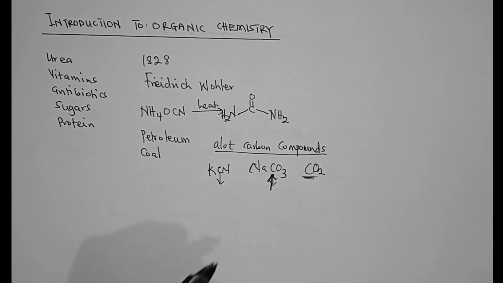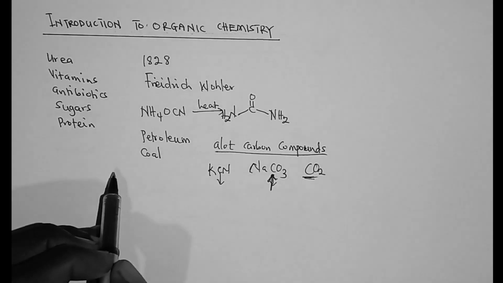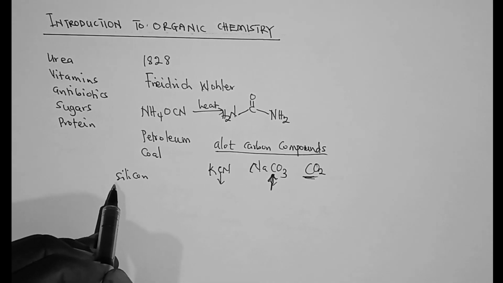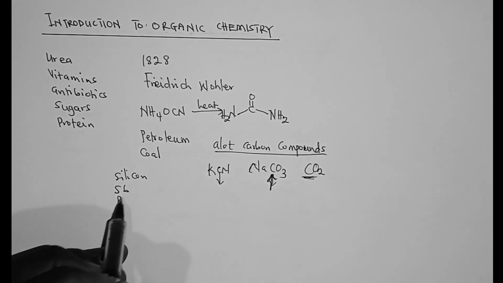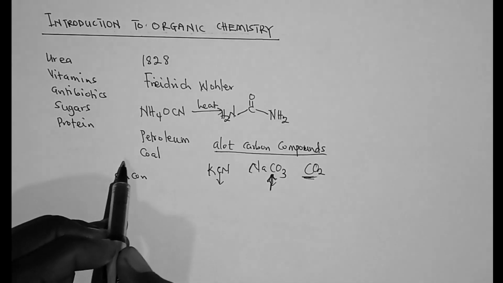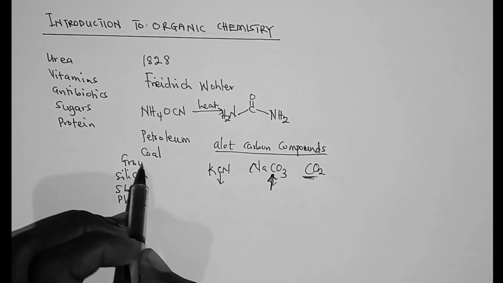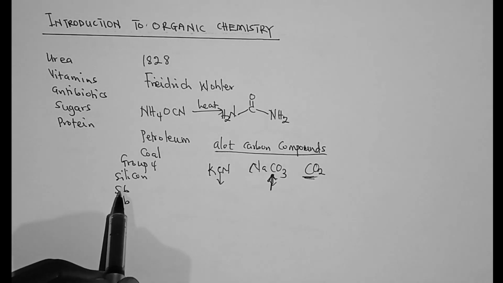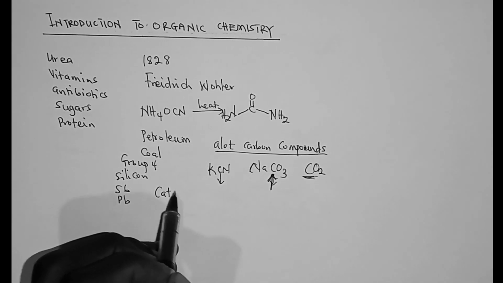So they studied a lot about all the elements that are in the same group as carbon. For example, silicon. They also did studies on silicon, and they also studied tin, and then they studied lead. And they found out that all the elements in group 4 of the periodic table are able to form a lot of chains of compounds with themselves or also with other elements. So this forming of long chains with themselves is what is popularly known as catenation.